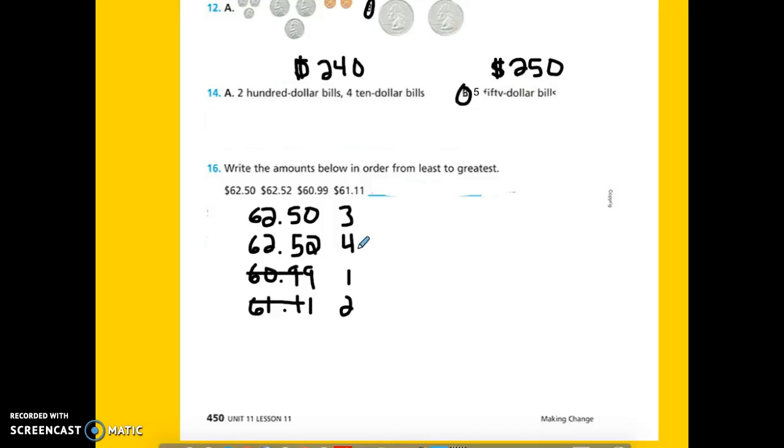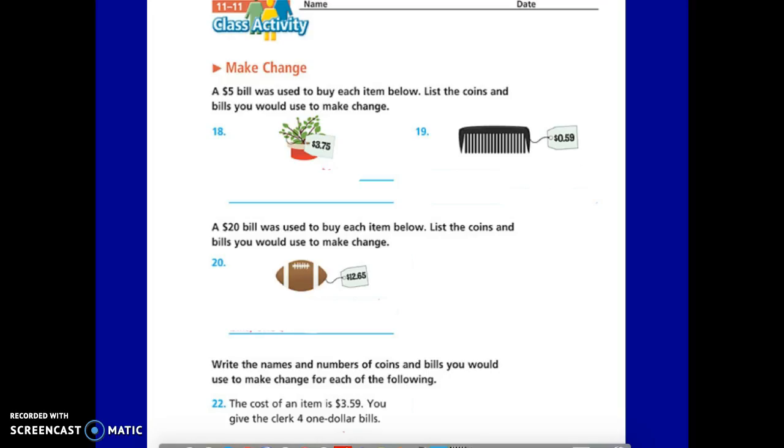Okay, so good. Let's go on, and you're going to see some problems just like these on your homework in a few minutes, so it's good to pay really close attention. It says, a $5 bill was used to buy each item below. List the coins and bills you would use to make change. So first we're going to buy this plant for $3.75.